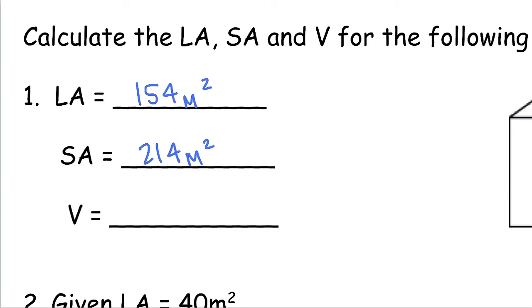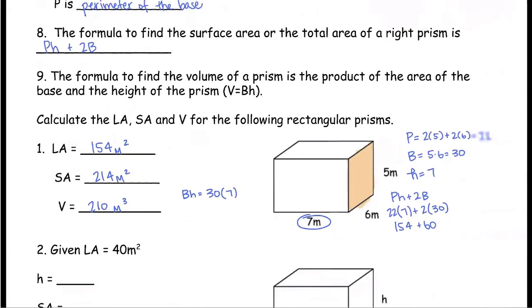And then for our volume, we're going to do the area of the base times the height between the bases. So that will be 30 times our height of 7, which is 210 meters cubed.